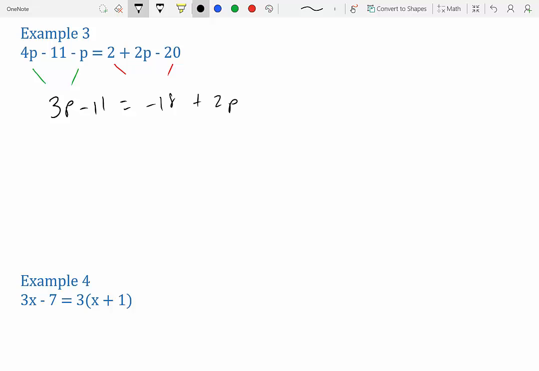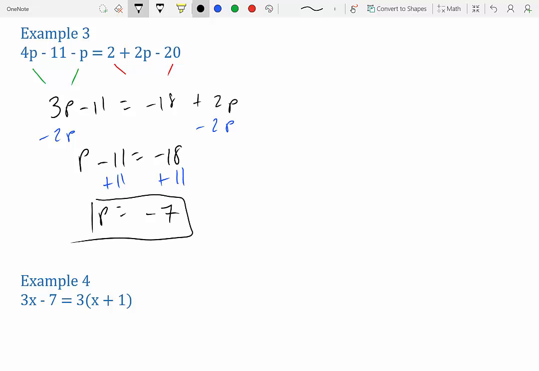Now that we have combined like terms and made it as small as possible, we're going to start moving stuff over. I'm going to subtract 2p from both sides. So we're left with p minus 11 equals negative 18. Now all we have to do is move that 11 over, so we add 11. We have p equals negative 7. So anytime there's just a bunch of stuff going on, make it as small as possible, and then start moving your variables and your constants over.